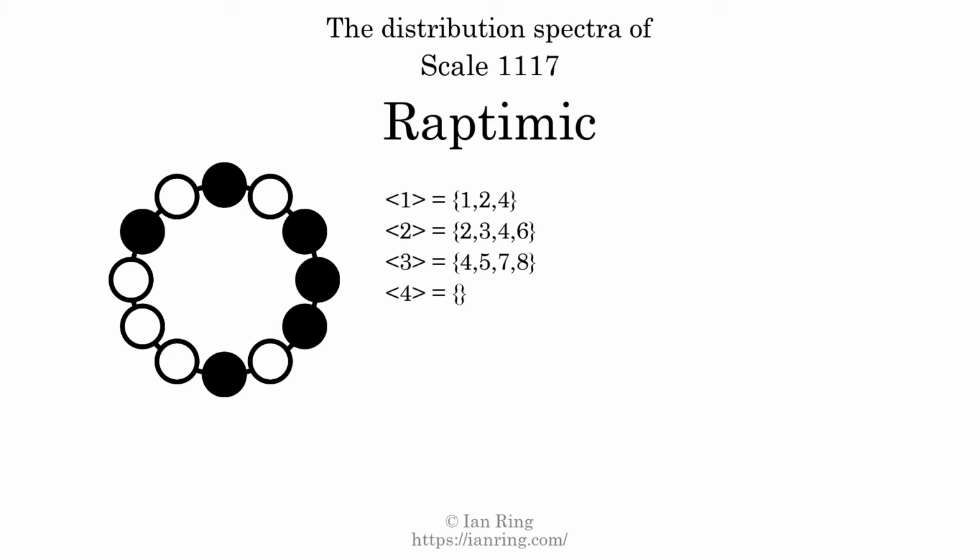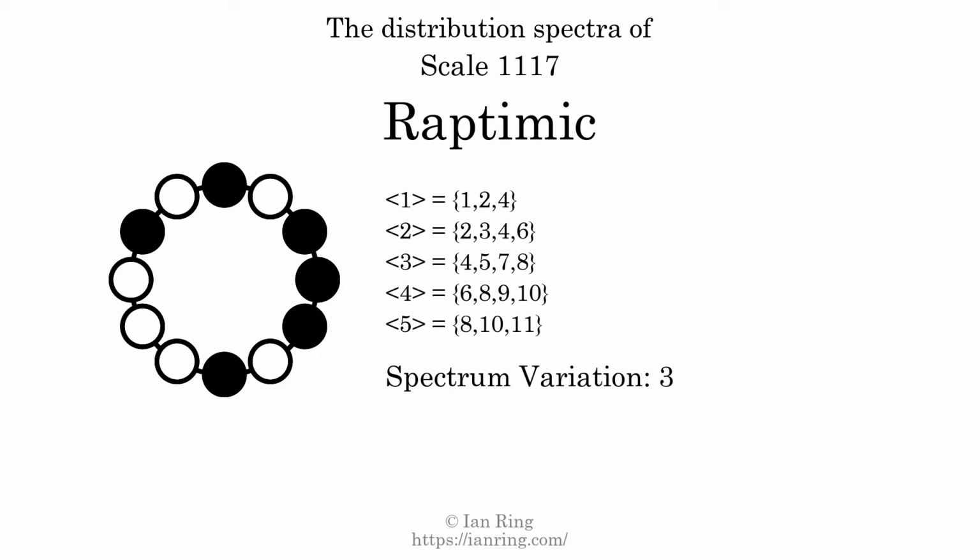The generic interval of 4 scale steps comes in 4 different specific interval sizes: 6 semitones, 8 semitones, 9 semitones, and 10 semitones. The spectrum width of this generic interval is 4. And finally, the generic interval of 5 scale steps comes in 3 different specific interval sizes: 8 semitones, 10 semitones, and 11 semitones. The spectrum width of this generic interval is 3. The spectrum variation is the sum of all the widths, divided by the number of tones. The spectrum variation of this scale is 3.